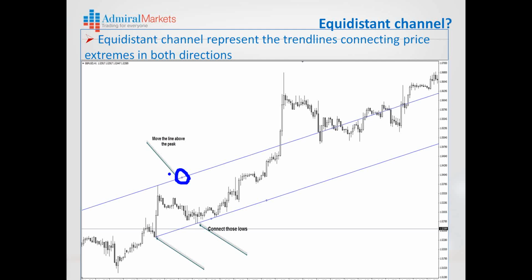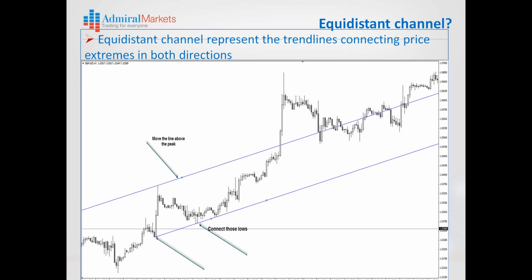Because equidistant channels are dynamic channels, we need to redraw them from time to time. Once this peak or the bottom, in this example the peak, has been broken, we delete this channel and draw another equidistant channel in the trend direction. So equidistant channels can really help you in your trading. You just select the parallel line and drag it to the most extreme high or low point, depending on the direction of the channel. That can be very helpful, especially if you use it with a Bollinger Band. It can help you define support and resistance levels and breakouts. So those are equidistant channels. Interesting.